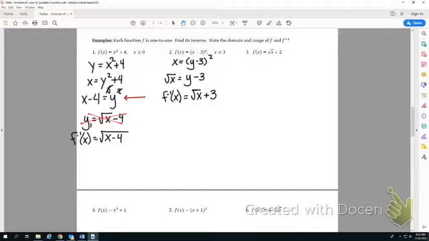Okay? Going to the last one on this page. What's the first thing I need to do other than switch x and y? Subtract 2. And then do what? Square it. So I've got the inverse of f of x. Now what do I need to square exactly? Or how do I write that?